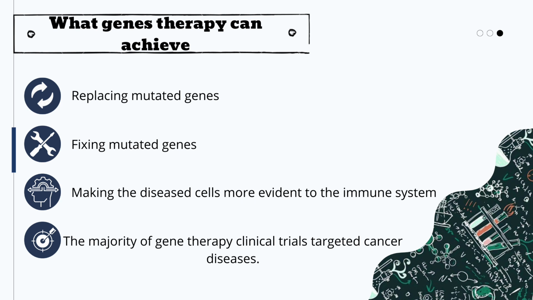Fixing mutated genes. Mutated genes that cause disease could be turned off so that they no longer promote disease. Or healthy genes that help prevent disease could be turned on so that they could inhibit the disease, making diseased cells more evident to the immune system. In some cases, your immune system doesn't attack diseased cells because it doesn't recognize them as intruders.